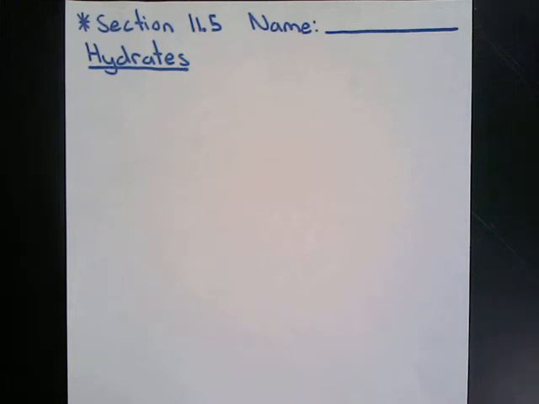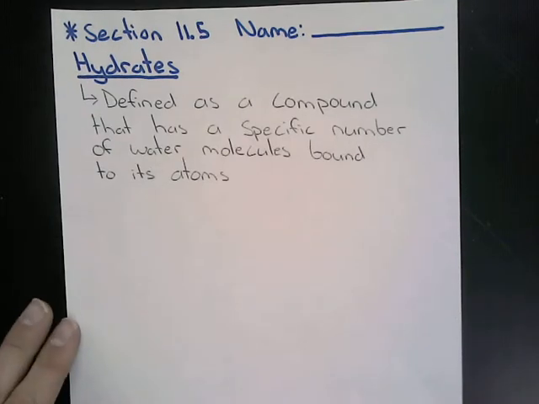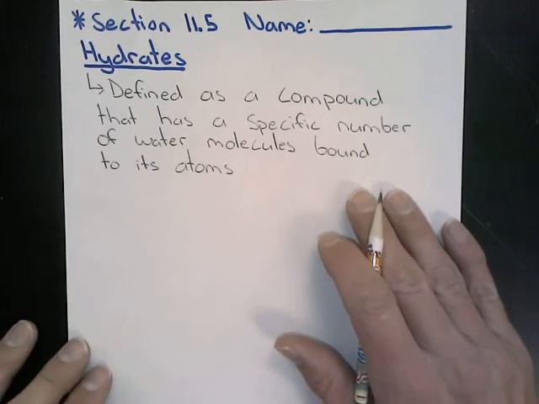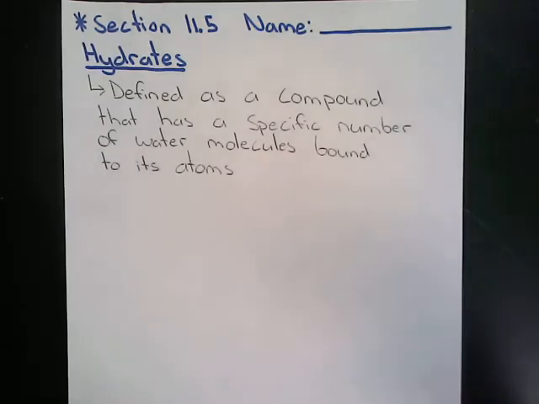So we get started here with a hydrate. I just want to start out with a definition of what a hydrate is. A hydrate is defined as a compound that has a specific number of water molecules bonded to its atoms. And I should use the proper term here, that is bound to its atoms. So it's a compound with this added bit of water. Now, the number of water molecules associated with each formula unit of the compound is written following a dot.